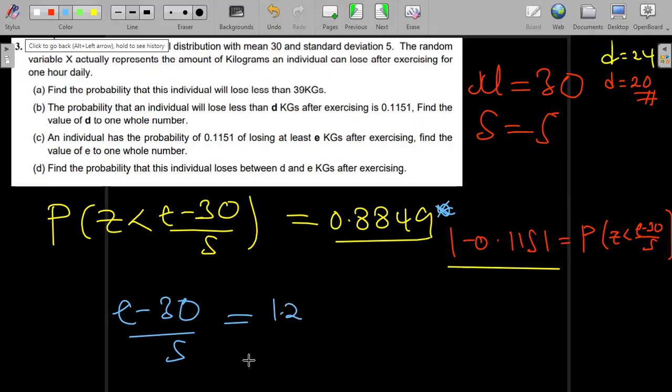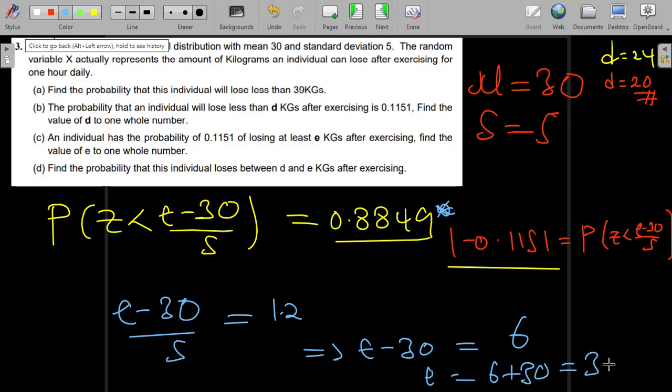So this will just be E minus 30 equals 6, which means E equals 6 plus 30, which is 36. But they said one whole number, so I round this off and I get 40. So it means E will just be 40.